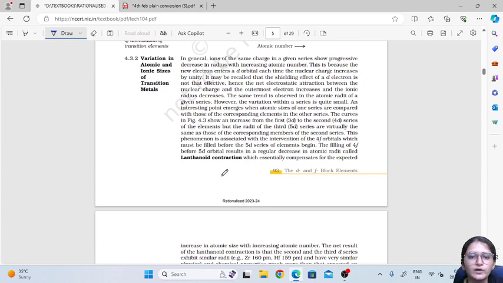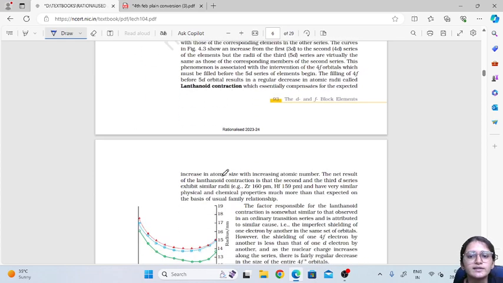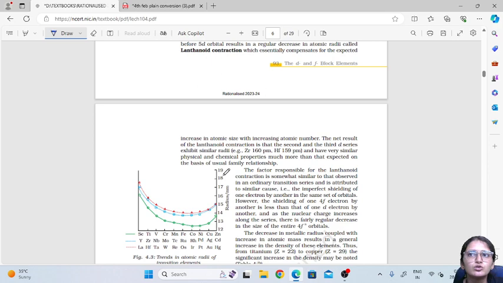Lanthanoid contraction means the contraction due to poor shielding of f orbitals. The net result is that the second and third series exhibit smaller radii and have very similar physical and chemical properties. The most common example here is zirconium and hafnium, which is frequently asked in exams.